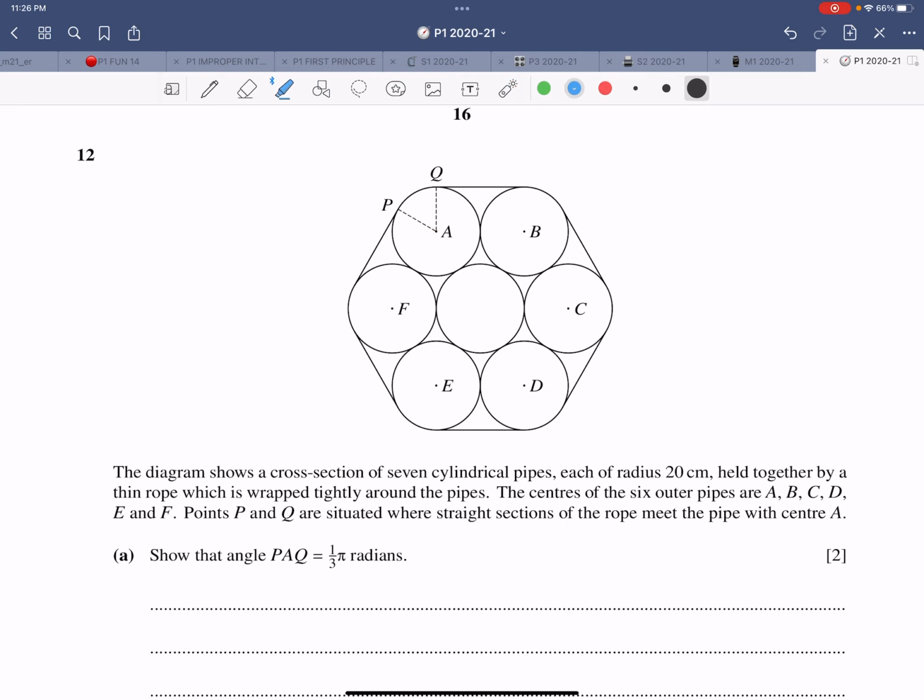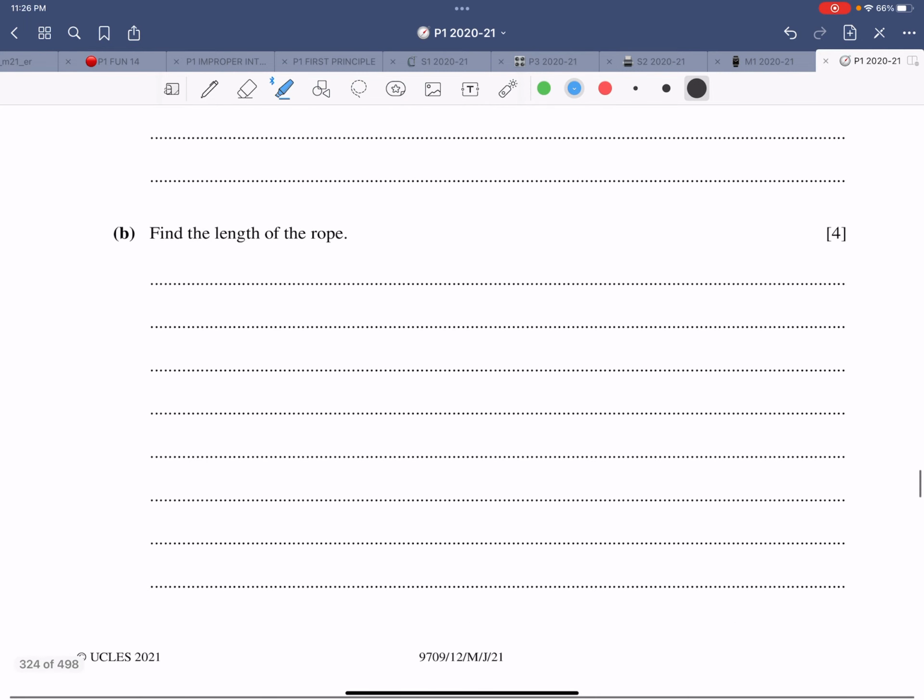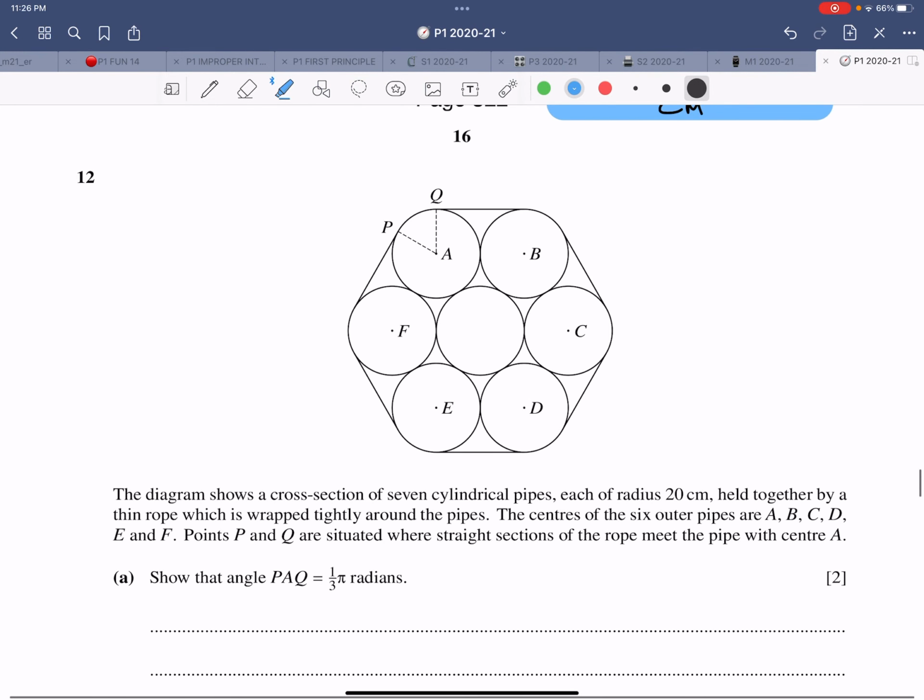Let me read the question further. Find the length of the rope. That means I need to add this thing, that's too thick, I need to add this thing and so on, and then this thing like this, and then another one like this. So I think you're observing that there is some kind of symmetry in here. Of course there is. Let me get this straight. And one more portion that is like this.